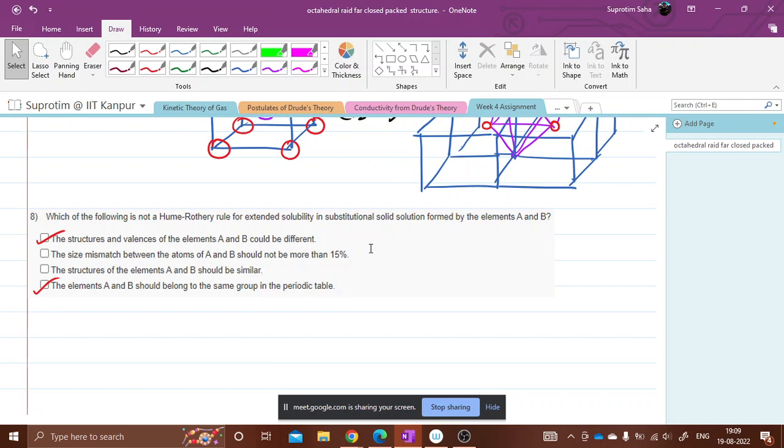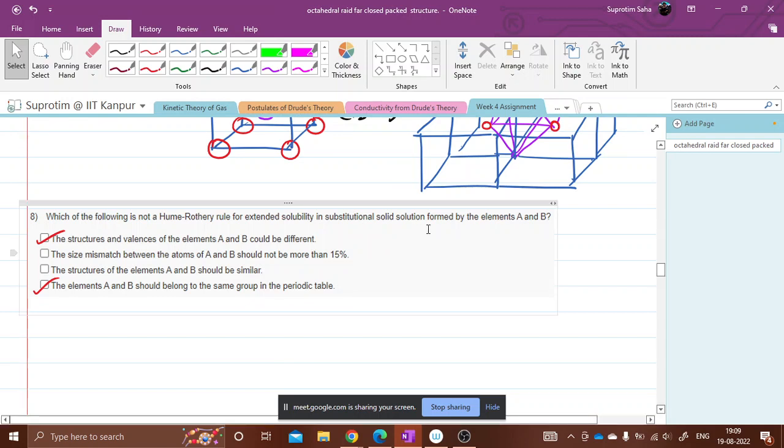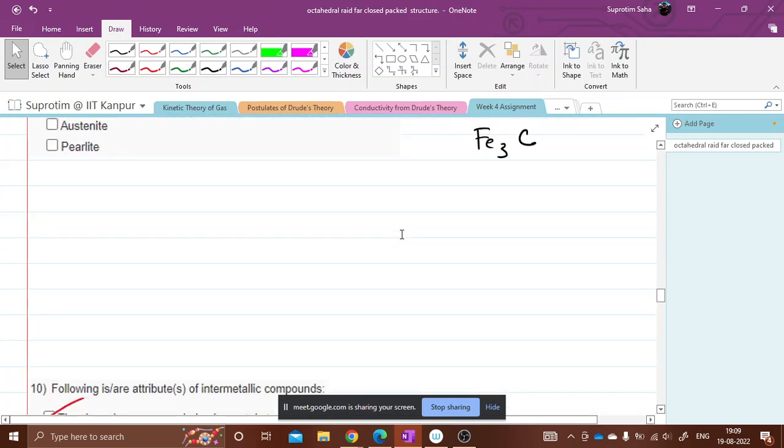The elements A and B should belong to the same group in the periodic table. That is not a hard and fast rule. It can be, but it doesn't necessarily have to be. Okay. So that is why we are taking it, right? And question 10.